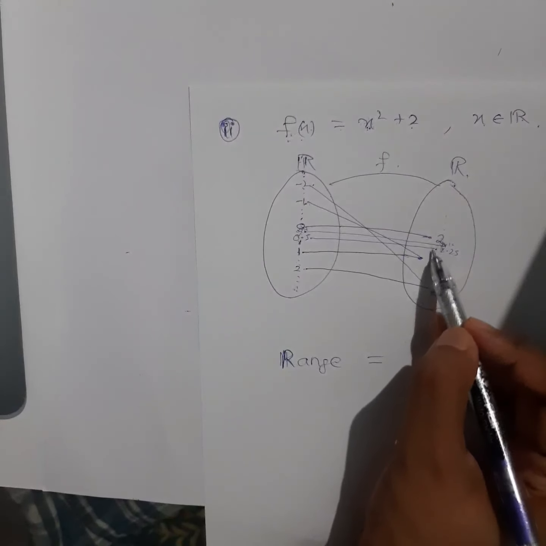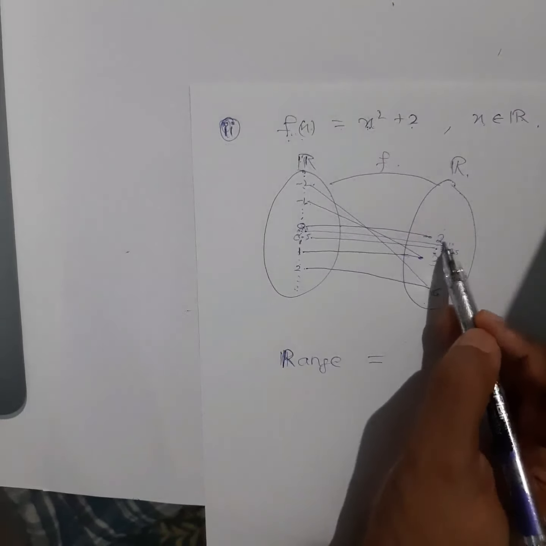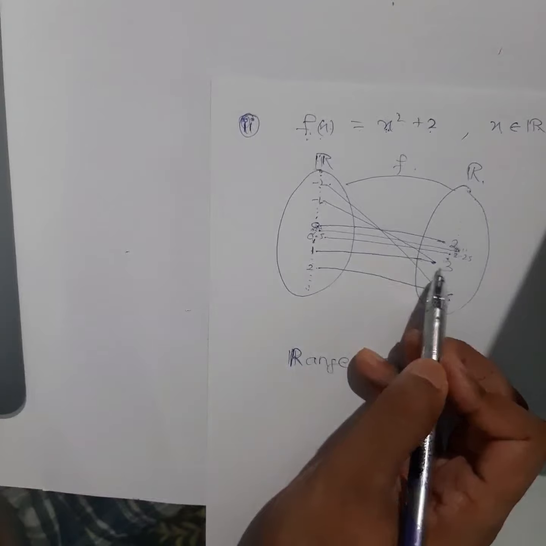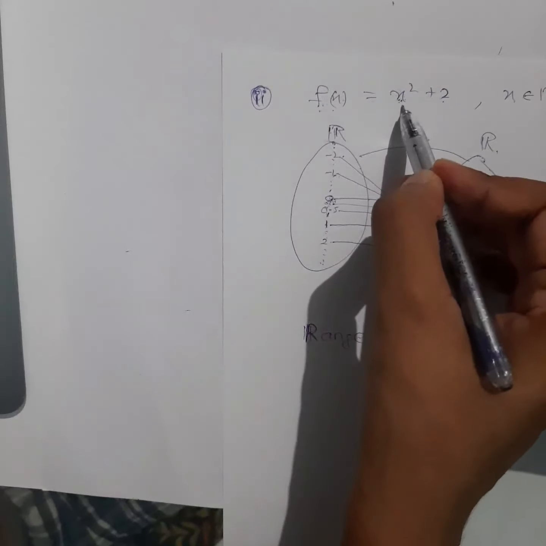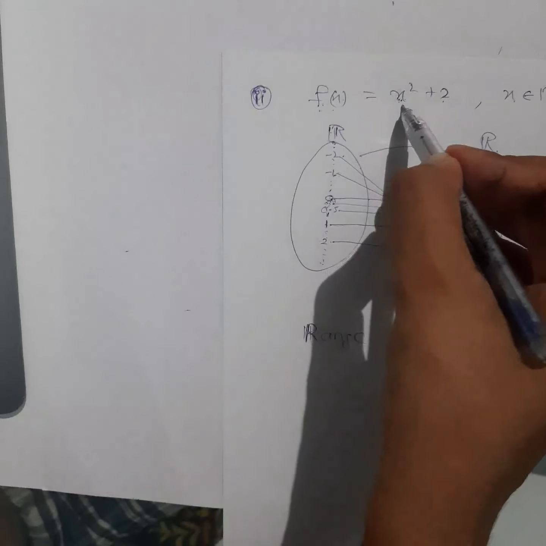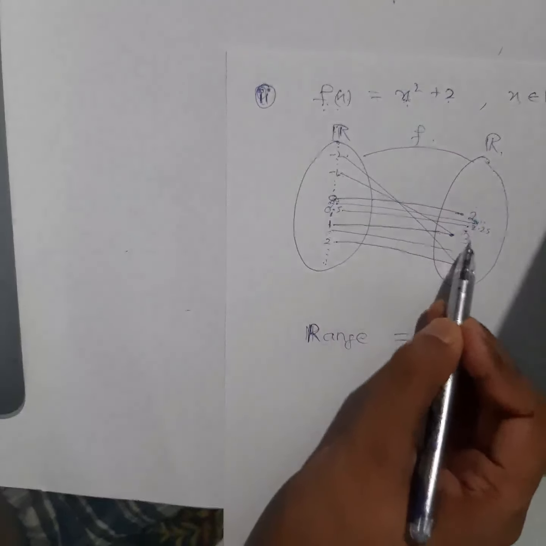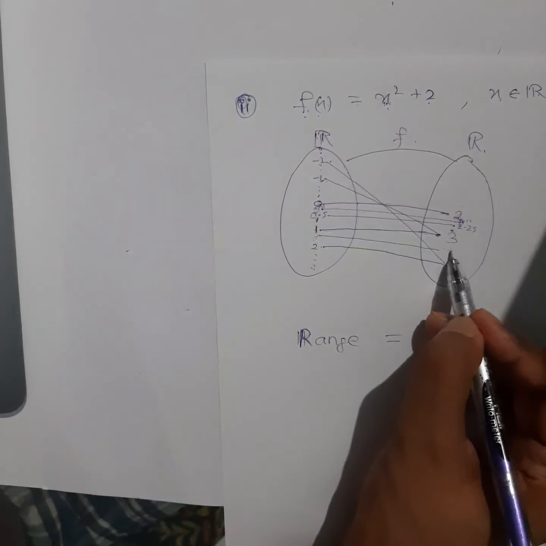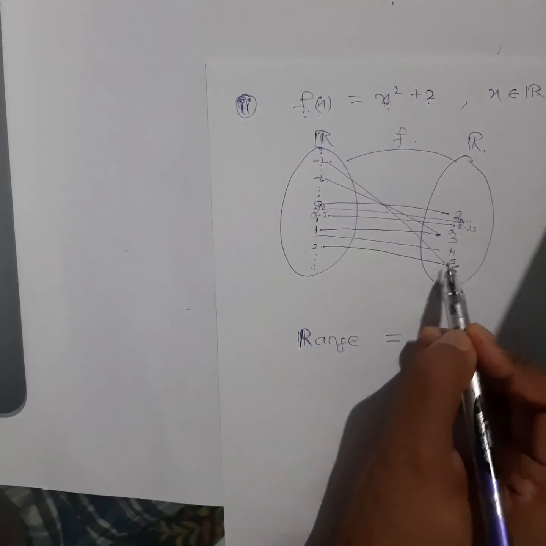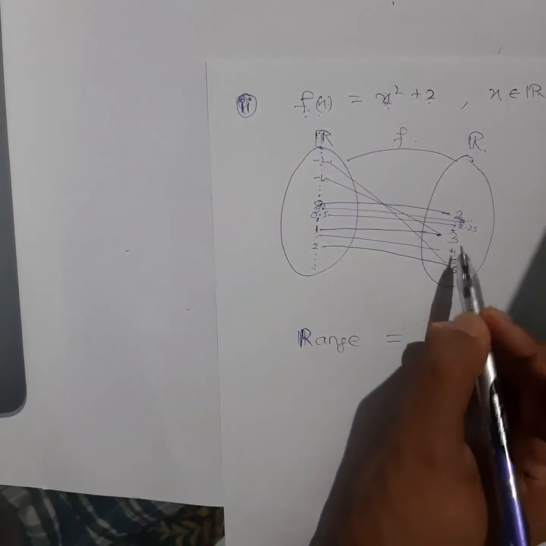Here all the elements will come out as images, and it will be the image of all the numbers between 0 and 1. So you can see, from 0 to 1 I have images between 2 and 3, all of them. So everything will be an image here, 2 to 3. Then for 1 to 2, if you try to put values here, like 1.2, 1.3, 1.4, you will see the image will be between 3 and 6. All will come, even your 4 will come, even your 5 will be the image of some value.